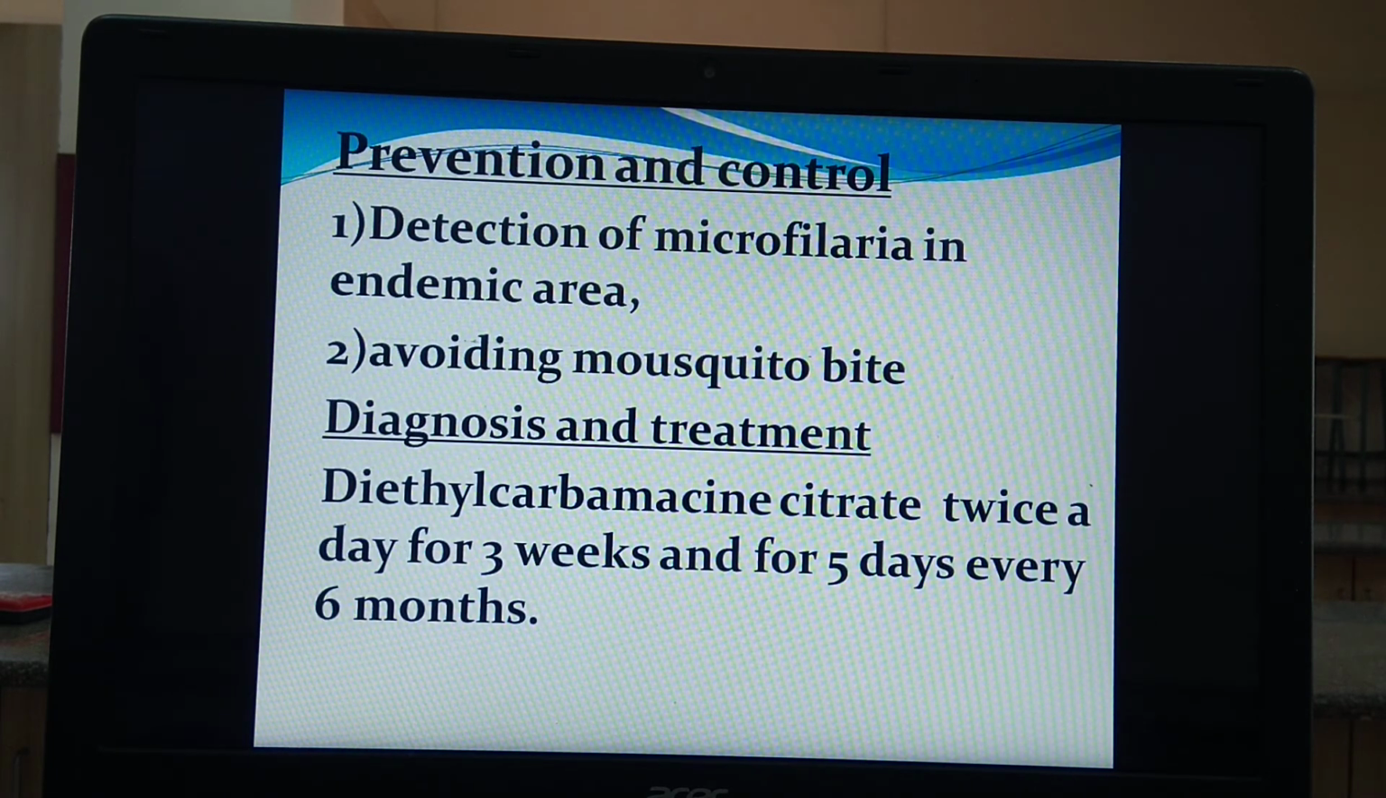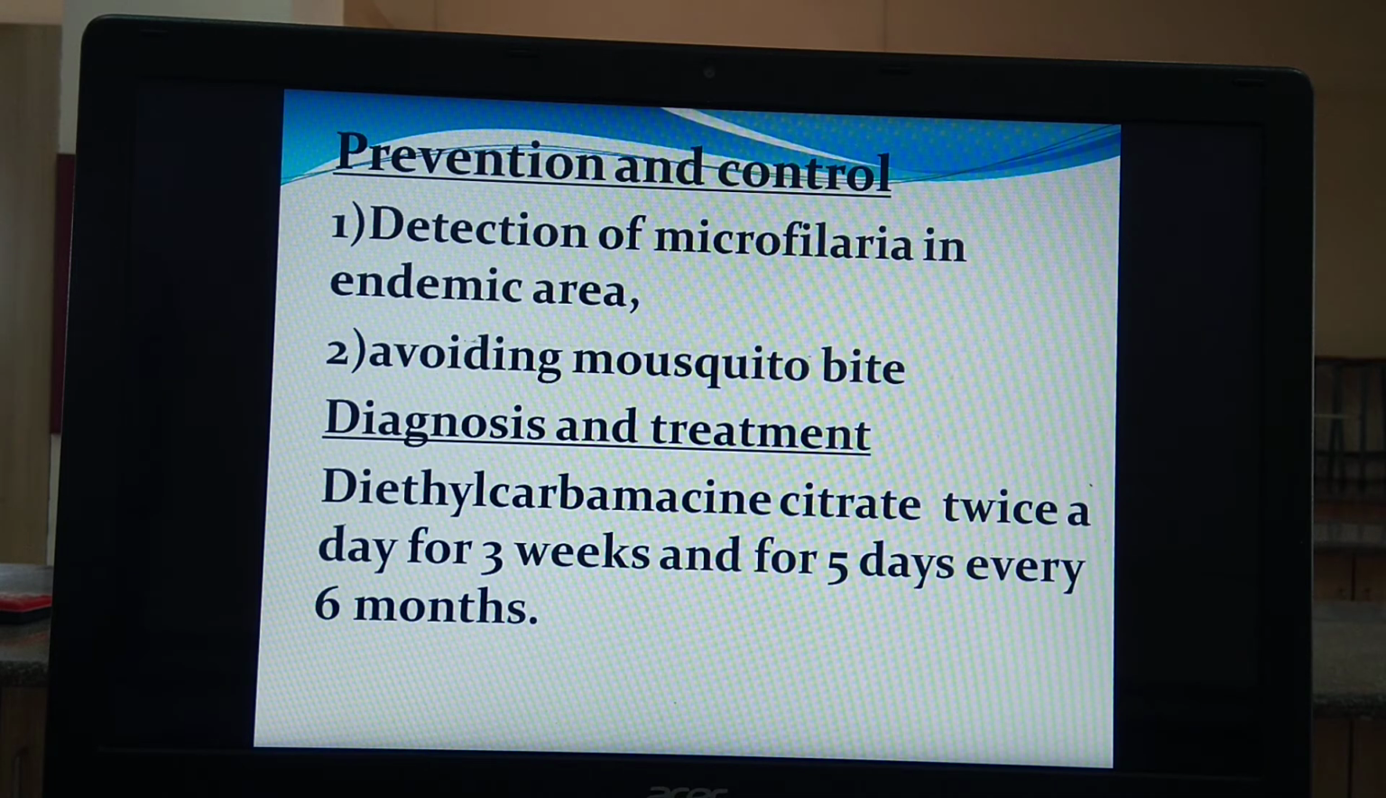In the next part, we have to study prevention and control, how to prevent this disease. As we know, it is caused by the female Culex mosquito. The most important thing to prevent this disease is avoiding mosquito bites. In order to avoid mosquito bites, what are the things we should do? We should use the mosquito net, spray the insecticides and all.